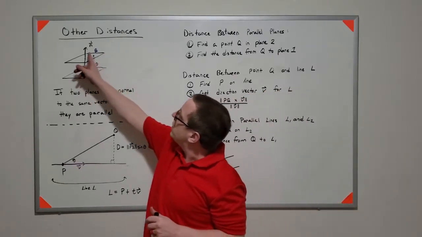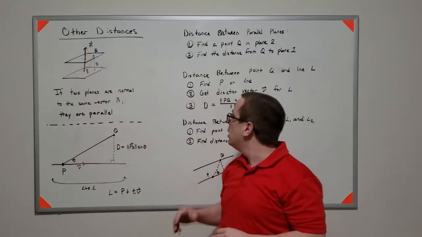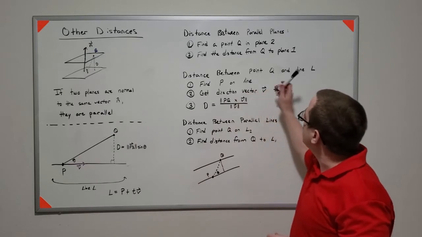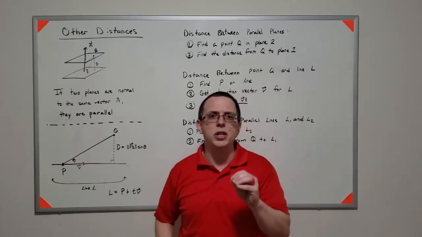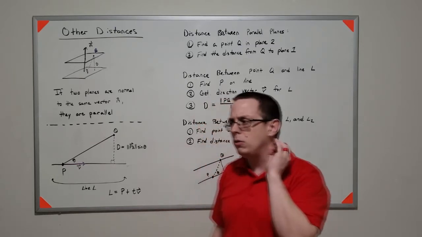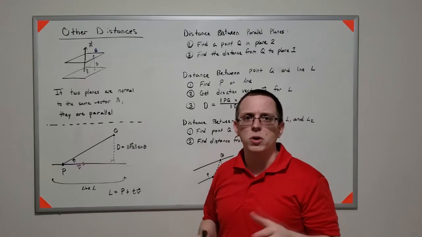The only big difference is we have to find a point in this plane, and then we can do the same process. Now, if I want to find the distance between point Q and a line, well, that one we haven't done before. We haven't found the distance between a point and a line. It's pretty similar to the same idea.